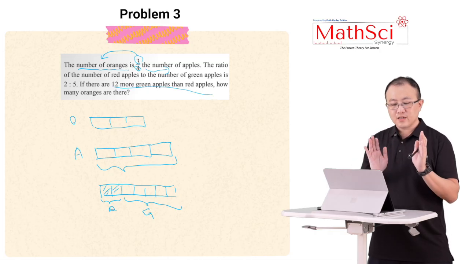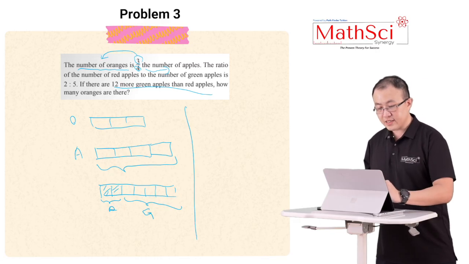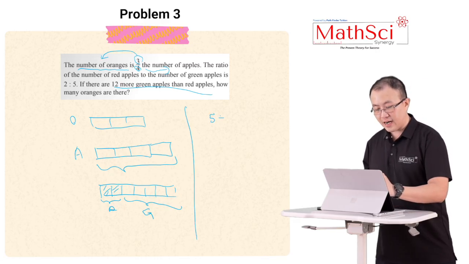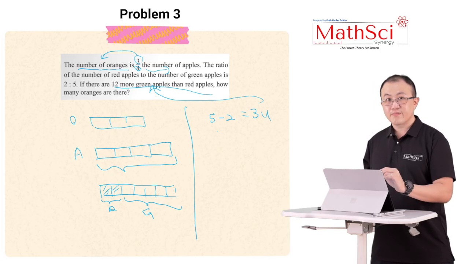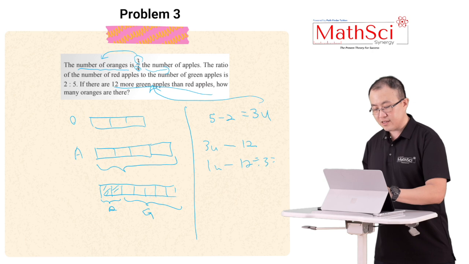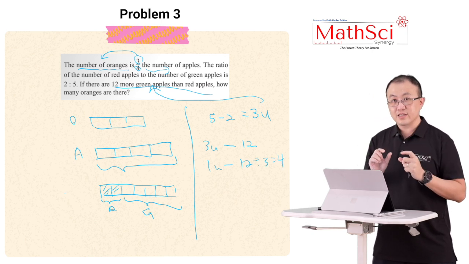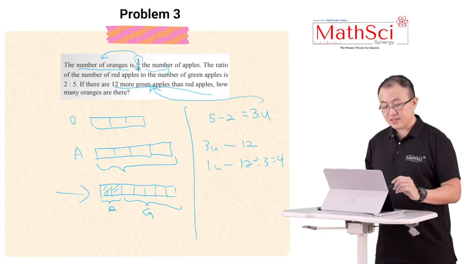So we compare green and red, we know that green there's 5 units and red there's 2 units. So meaning to say that, we're going to take 5 minus 2, the difference is 3 units. And this 3 units is really the difference here. Then after which, we write 3U is 12. 1U is 12 divided by 3, which is 4. So in actual fact, the smaller unit, one of it, which is here, is actually 4.